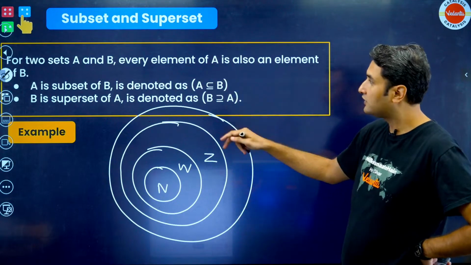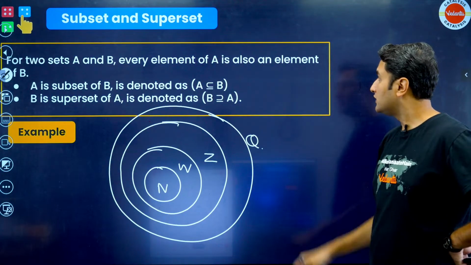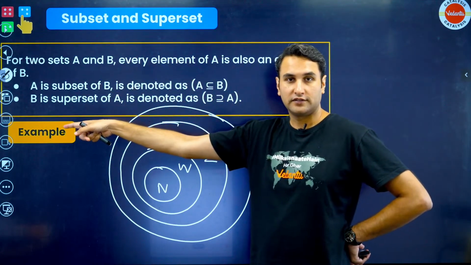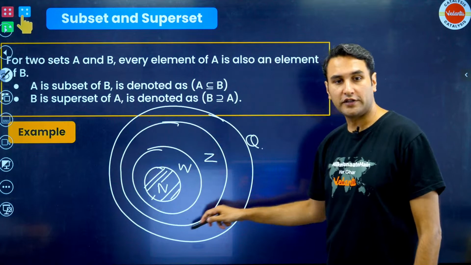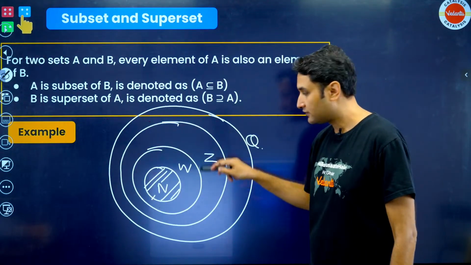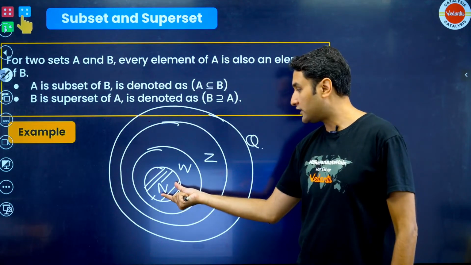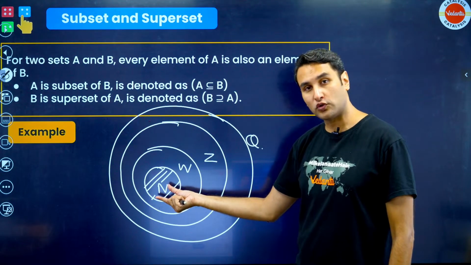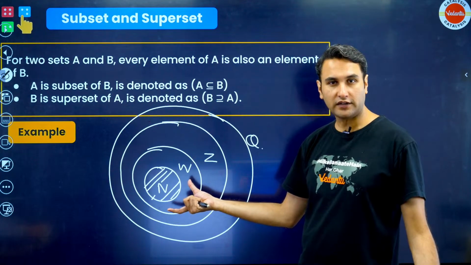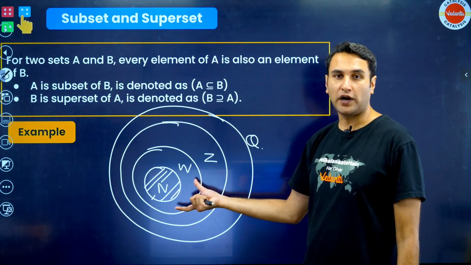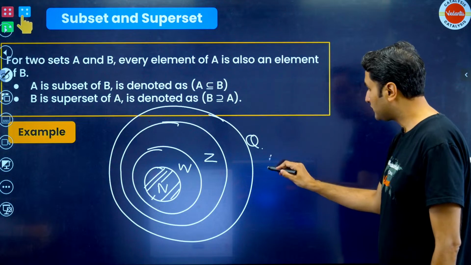Simple definition. For two sets A and B, if every element of A is also an element of B, so all the elements of this inner set are also the elements of this outer set, then this inner set is a subset of the outer set. So all the natural numbers are also part of the set of all the whole numbers. Correct? All the whole numbers are also part of the set of all the integers. Correct? Right?